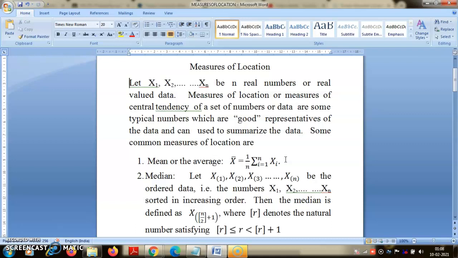And also you can see that if I multiply all the numbers x1, x2, ..., xn by a common number a, then the mean of ax1, ax2, ..., axn would be a times x bar.